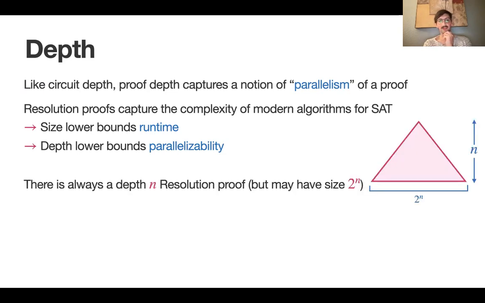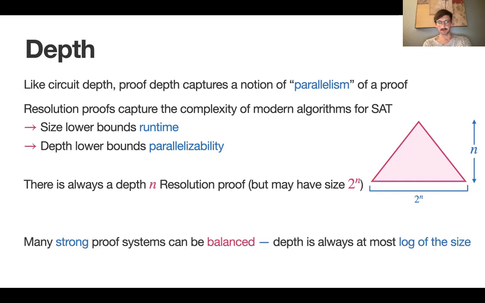Now, it's important to note that every CNF formula has a resolution proof of depth n, so like linear depth. However, this size may blow up to be 2 to the n. Also, many strong proof systems can be balanced, where balanced means that you can take a proof with size s and turn it into another proof with both size, maybe poly s, and depth which is logarithmic in the size.